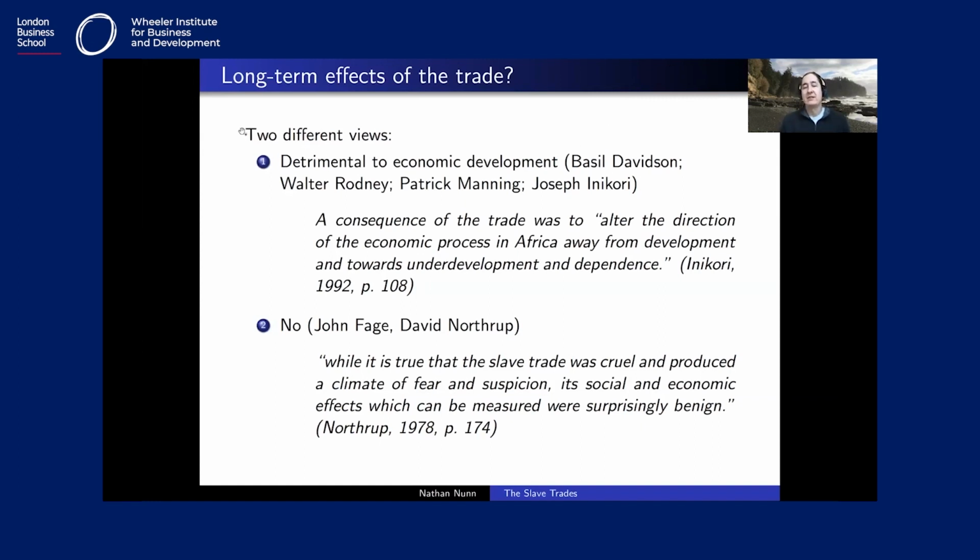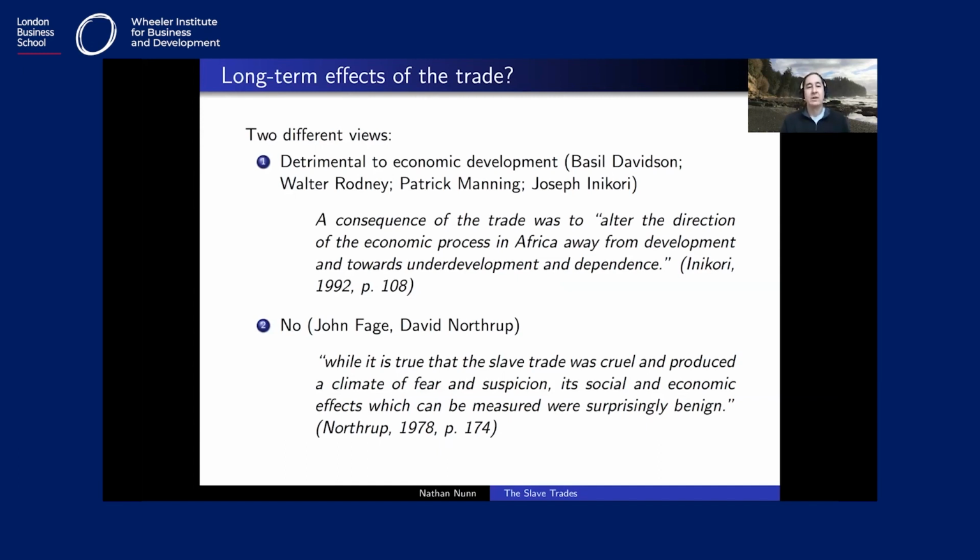And so in grad school, around 2002, I was reading this literature, which is fascinating and important because I was interested in economic development, particularly on the African continent. There were really two different views you read in the literature. One is that the slave trades were detrimental to African development. You see this clearly in the work of Basil Davidson, Walter Rodney, which some people in the chat have already mentioned, Joseph Inikori, and even Patrick Manning, who will join us tomorrow.